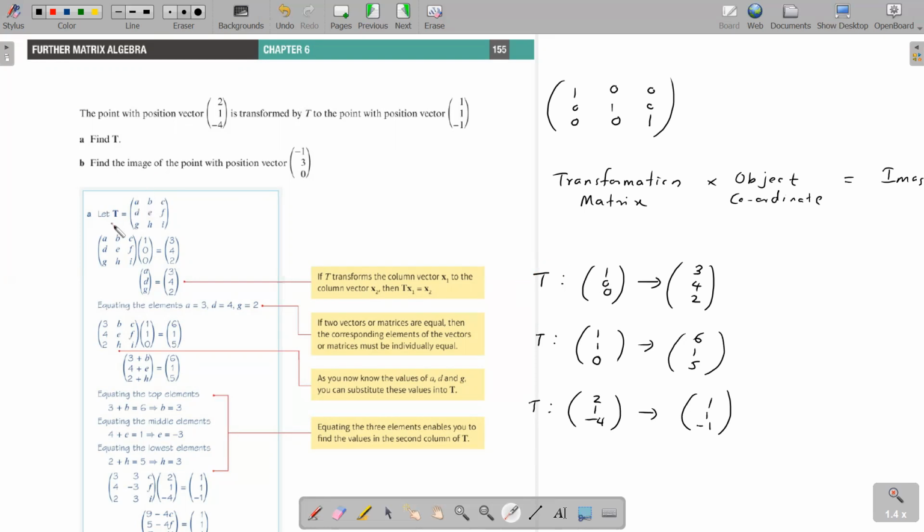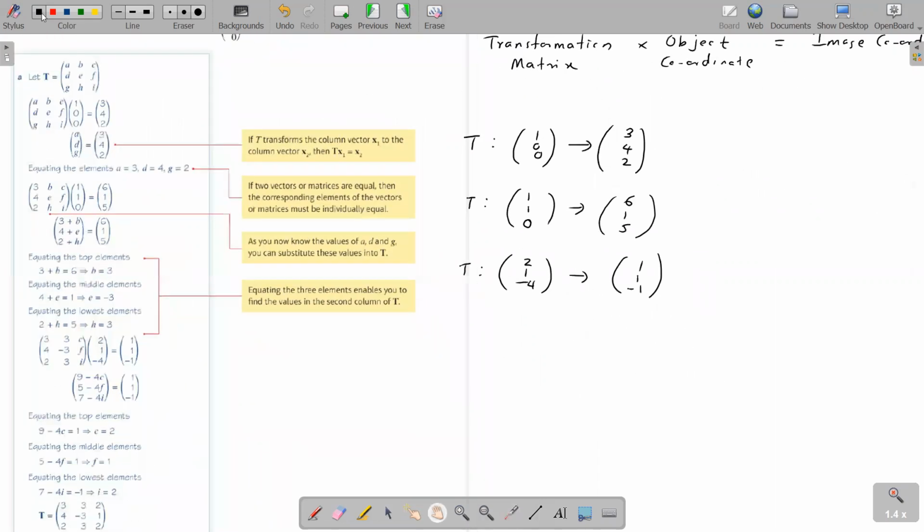So that's why they say here, let T be, can you see A, B, C, D, E, F, G, H, I? The 3 by 3 matrix. Okay, so then what do we use? We use this equation, we use the rule. Transformation matrix, when you multiply with the object coordinate, you get what? You get the image coordinate. So can you see what they do here? The transformation matrix is A, B, C, D, E, F, G, H, I.